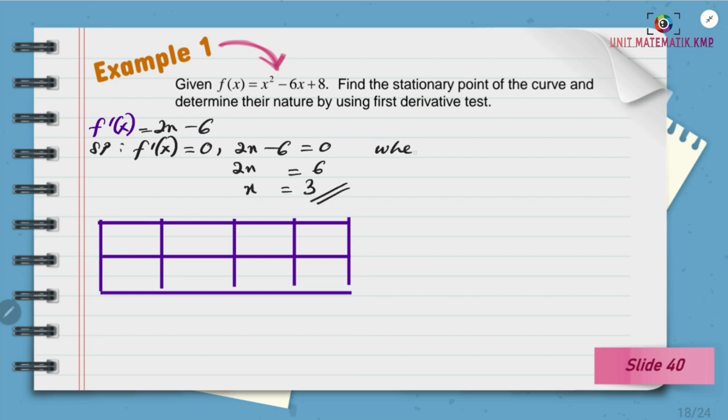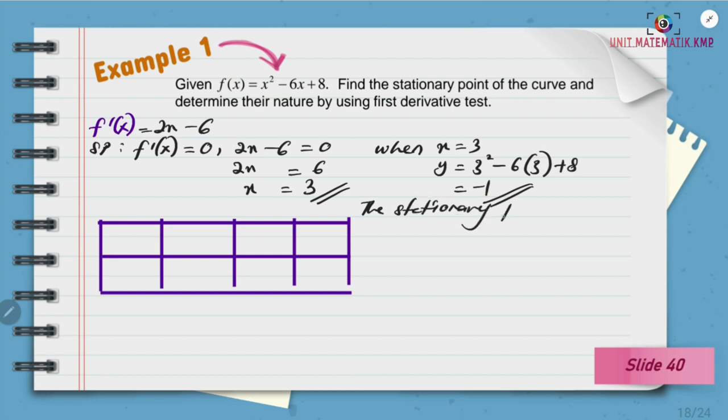Then, when x equal to 3, y or f(x) equal to 3 squared minus 6 times 3 plus 8, we have negative 1. And we write the stationary point is (3, negative 1). Then, to determine their nature by using the first derivative test, we construct the table.